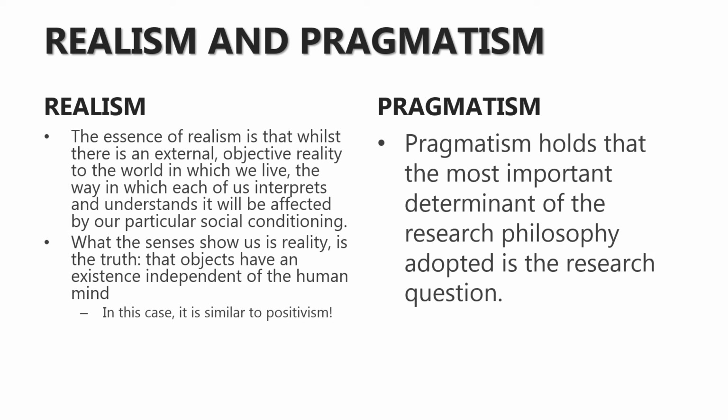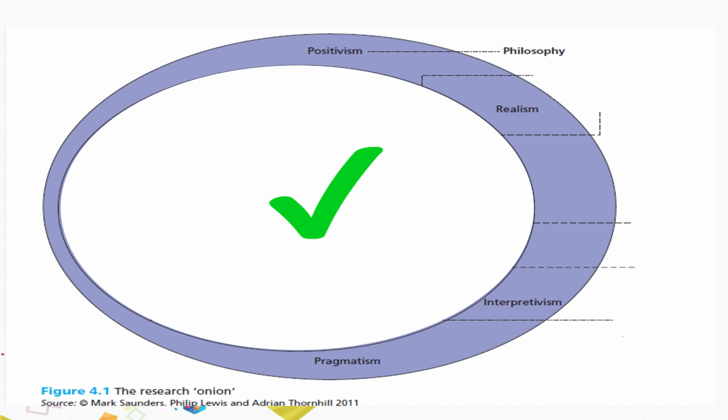A pragmatist holds that the most important determinant of the research philosophy adopted is the research question, meaning to say, whatever gets you to answer the research question, then go for it. That's the pragmatist. It's like the idea of how the end justifies the means. So whatever gets you to the answer of the research question, then that's it. So those are the four research philosophies: positivism, realism, interpretivism, pragmatism.